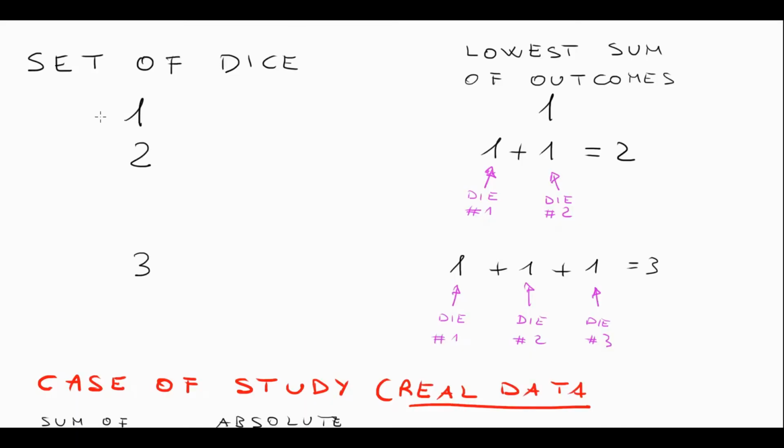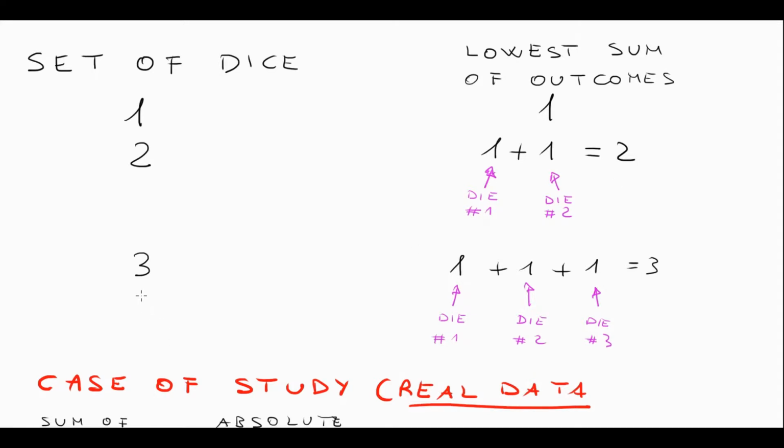First of all, we see that according to the number of dice that make up the system, the lowest possible sum of outcomes changes. When we have a single die, the lowest outcome is just 1. When we have 2 dice, the lowest possible sum of outcomes is the sum of the lowest outcomes of each die, that is, 1 for die number 1 and 1 for die number 2. 1 and 1 is 2. This is the lowest possible sum of the outcomes for a 2-dice system.